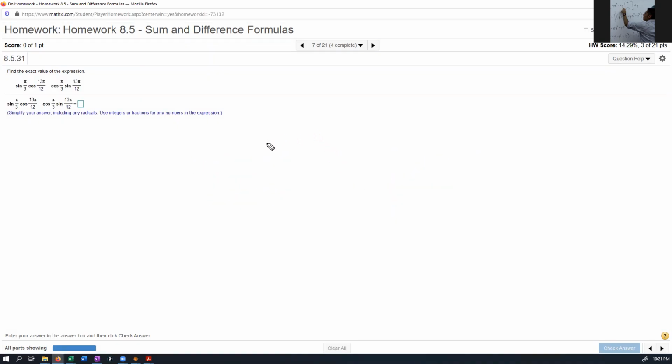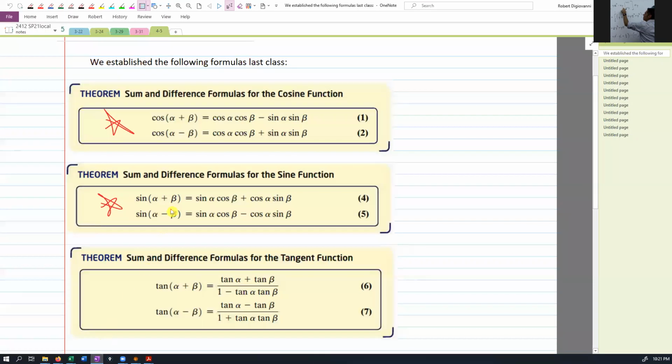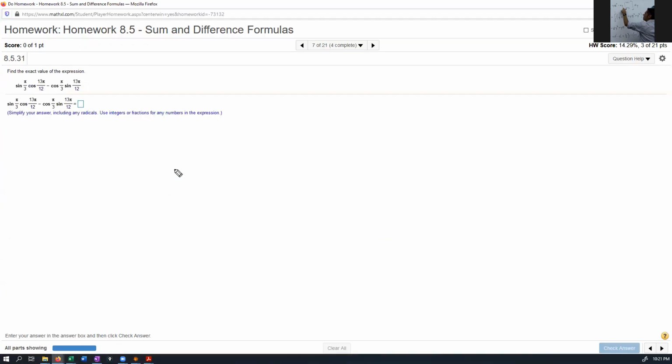All right, so this one, same thing. We want to recognize a sine of something, cosine of something else, minus, and then cosine sine. So that one on our formula sheet is going to be this one, right? Sine, cosine, minus, cosine, sine. So this is sine of alpha minus beta. So this will be sine of alpha, which is pi over 3, minus beta, which is 13 pi over 12.